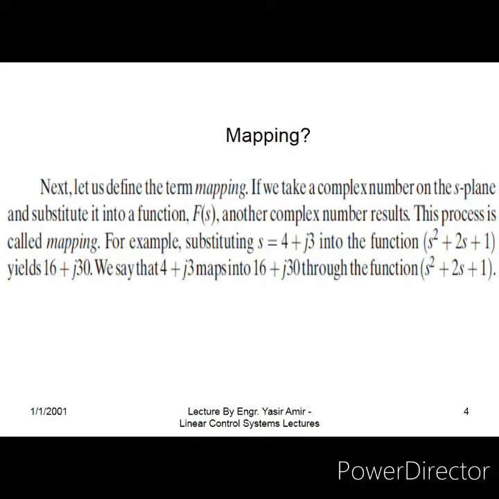Now we plot this complex number on another complex plane, where the x axis is the real axis and the y axis is the imaginary axis. That's a complex plane, and we plot the result of f of s on that plane. We can call that plane the f of s plane. The first plane was the s plane, the second plane can be called the f of s plane. And what we have done is that we have mapped the point in the s plane, that is 4 plus j3, to the f of s plane.